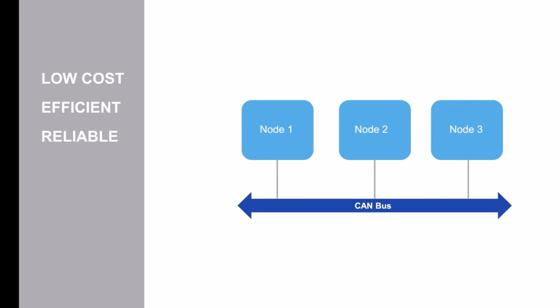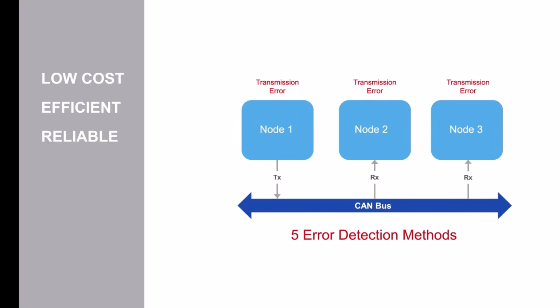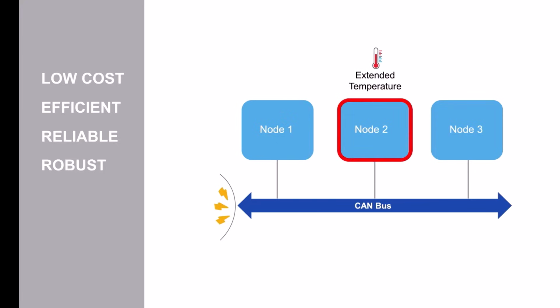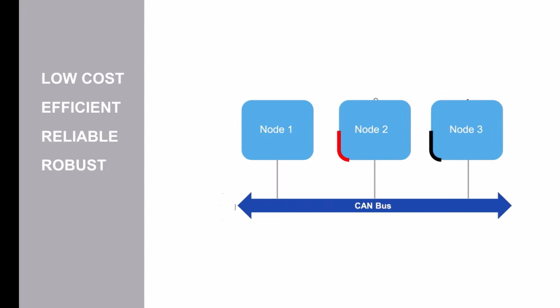And speaking of corruption, CAN is reliable. The CAN specification contains 5 methods of error checking, making it extremely reliable for applications where failure is not an option. CAN is robust. Its high-speed data lines are resistant to electrical disturbance. Some CAN controllers and receivers also come in extended temperature ranges or fault resistance varieties for the most demanding environments.